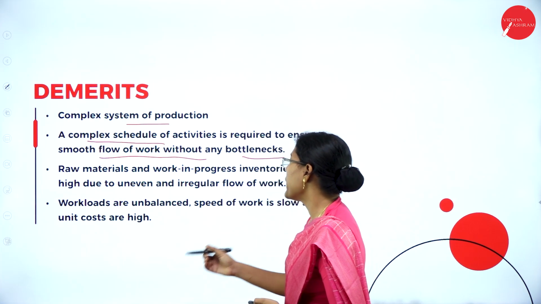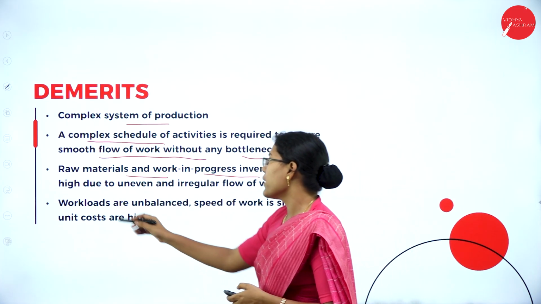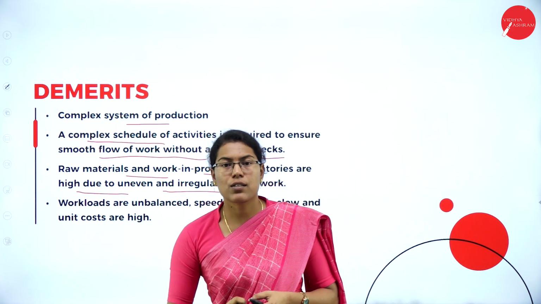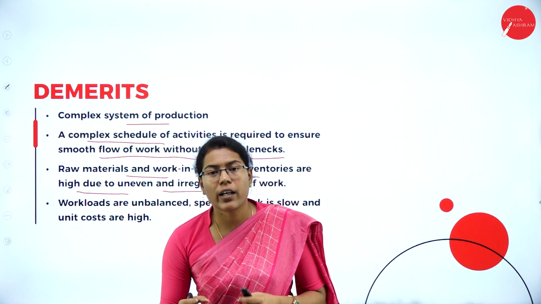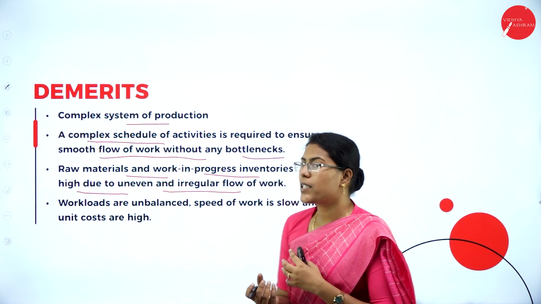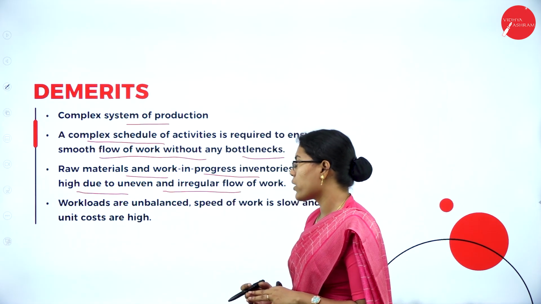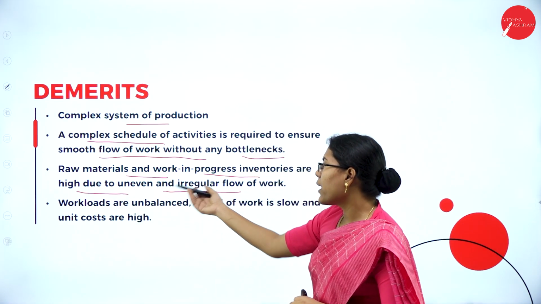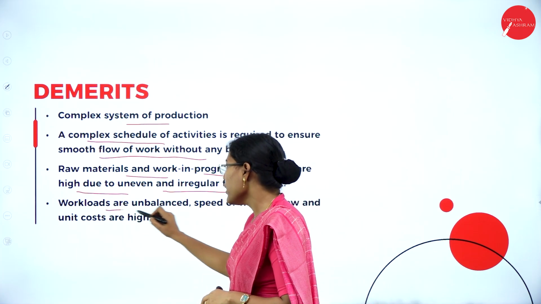Here the raw materials and the work in progress inventories are high due to uneven and irregular flow of work. It is not a continuous process that happens all the time, but since you don't have an exact estimate of how much raw material is required, sometimes it is better to keep extra storage of raw materials and work in progress, and that causes high costs due to the uneven or irregular flow of work, and workloads are unbalanced.